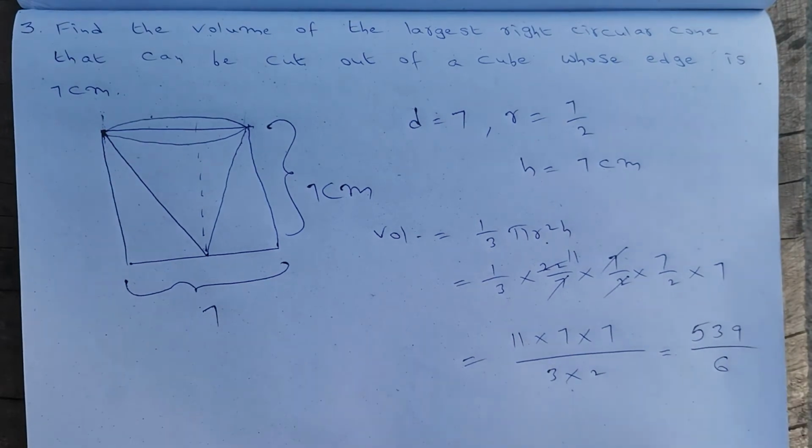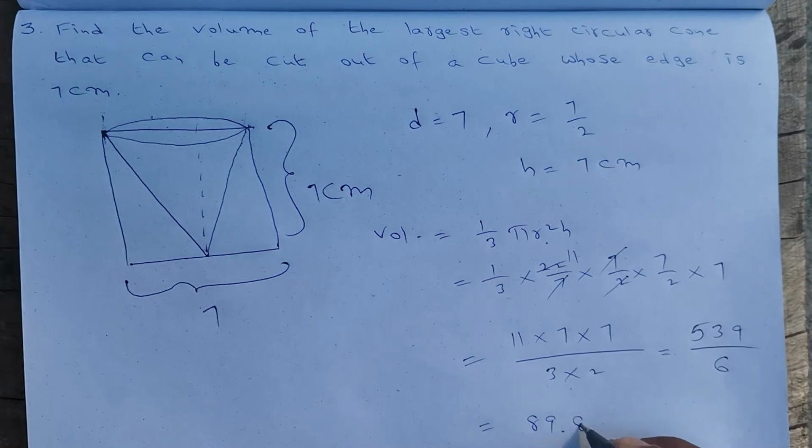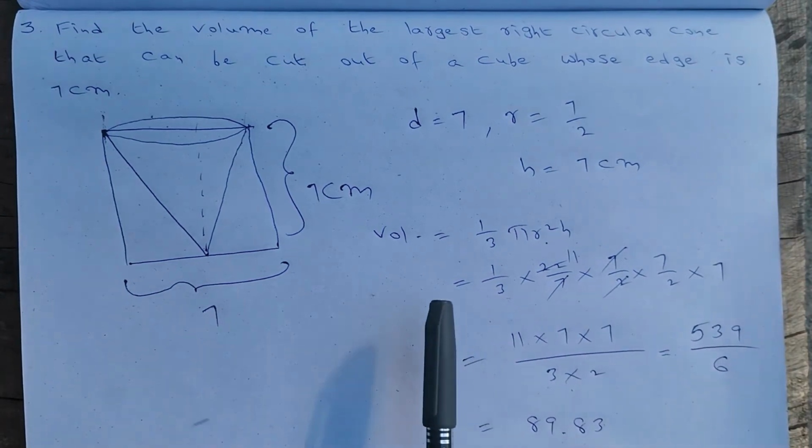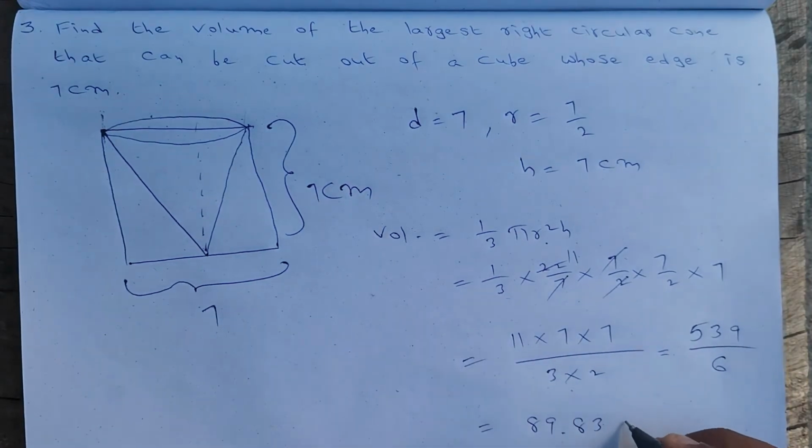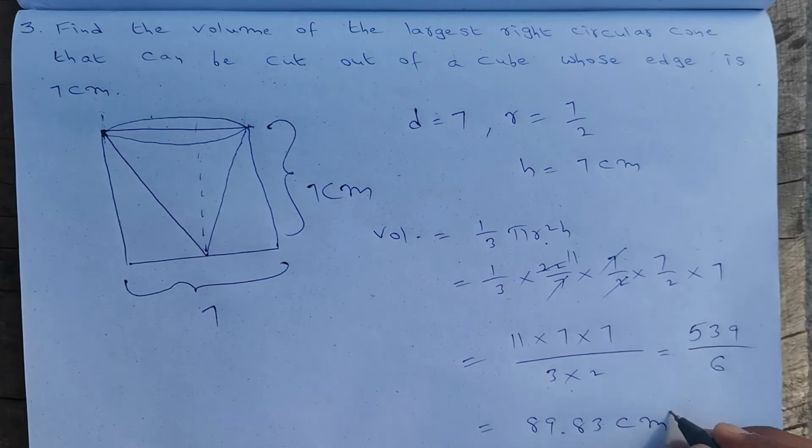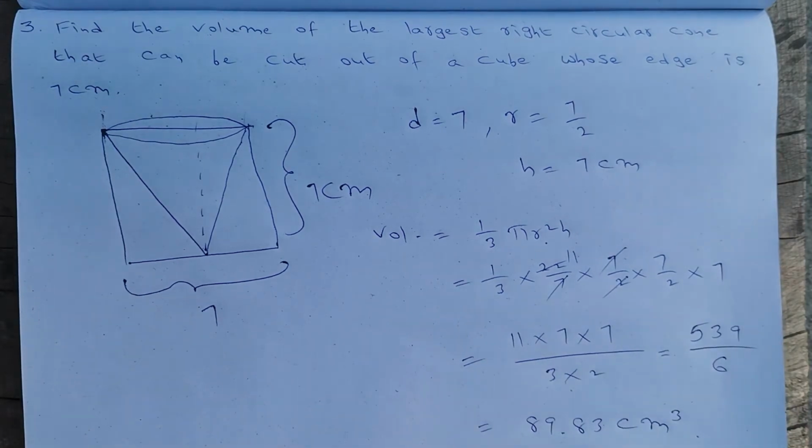So 539 divided by 6 is equal to 89.83. We are finding volume and all the measurements are in centimeters, so this will become centimeter cube. So the volume of the largest cone which we can cut from the cube whose edge is 7 centimeters is 89.83 centimeter cube.